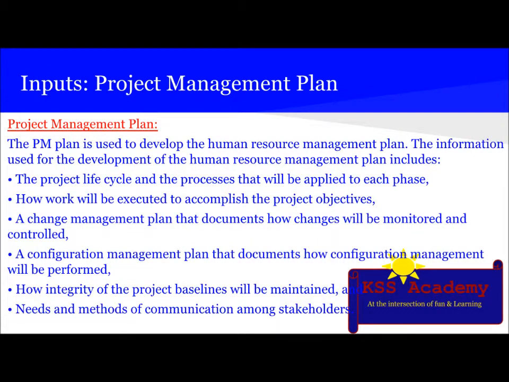The PM plan is used to develop the human resource management plan. The information used for development of the human resource management plan includes the project life cycle and the processes that will be applied to each phase, how work will be executed to accomplish the project objectives, a change management plan that documents how changes will be monitored and controlled, a configuration management plan that documents how configuration management will be performed, how integrity of the project baseline will be maintained, and needs and methods of communication among stakeholders.